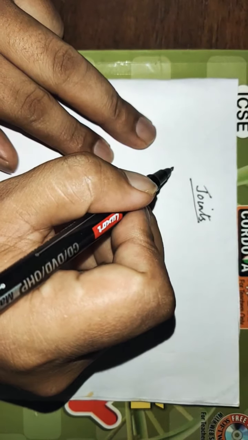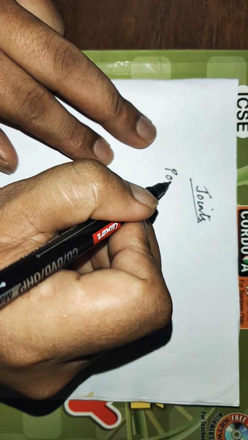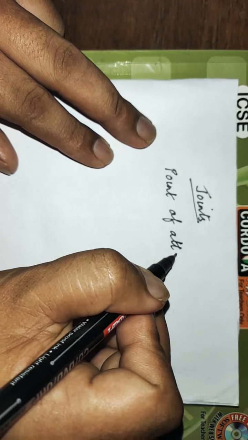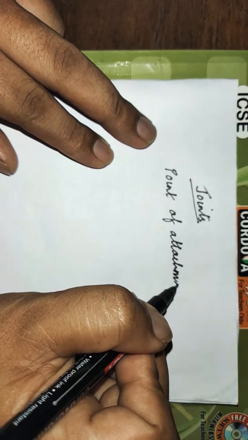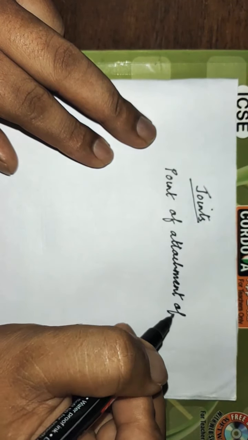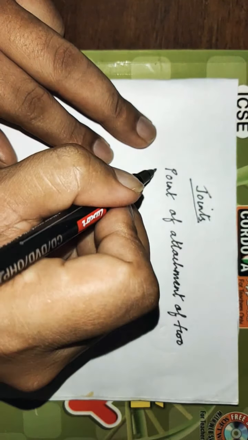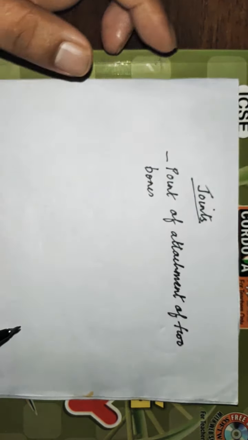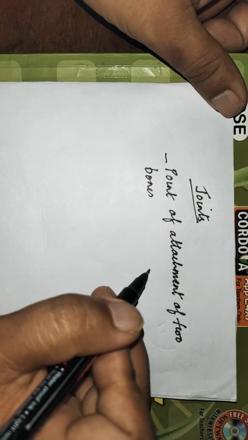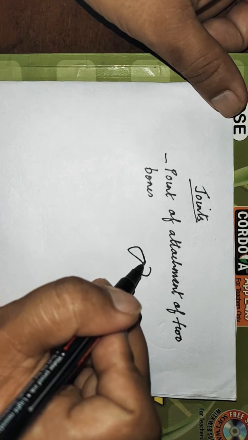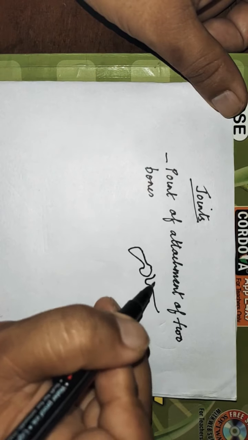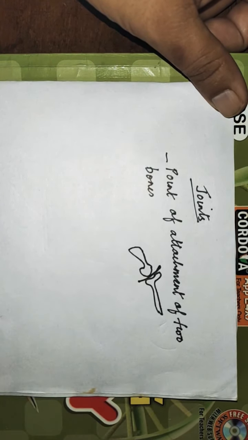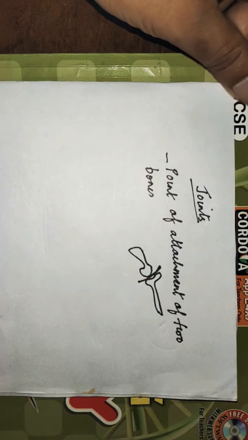It is a point of attachment of two bones. So it is a point of attachment of two bones. Alright, so let's say an example. One bone is over here and there is another bone over here. So this point of attachment is called a joint.